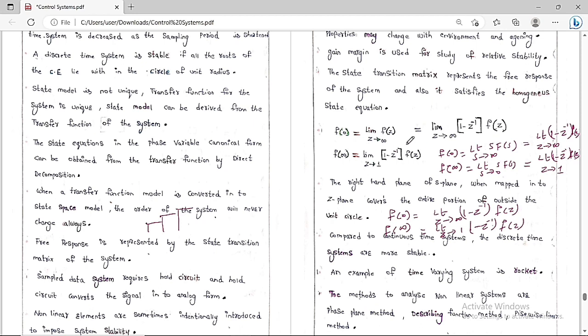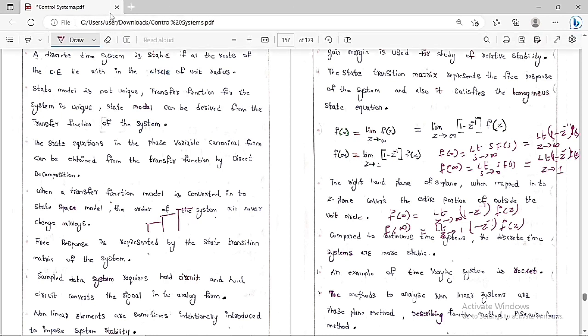So this is for the discrete time system, and this is for the continuous time system. The initial value f of 0 is equal to the limit as s tends to infinity of s into F of s. The final value f of infinity is equal to the limit as s tends to 0 of s into F of s. But in the case of the discrete time system, f of 0 is equal to the limit as z tends to infinity of (1 minus z to the power of minus 1) into F of z. In the case of the final value, f of infinity is equal to the limit as z tends to 1 of (1 minus z to the power of minus 1) into F of z. So these formulas always you have to keep in your mind. If you remember these formulas, you can easily solve this type of questions in a fraction of seconds.